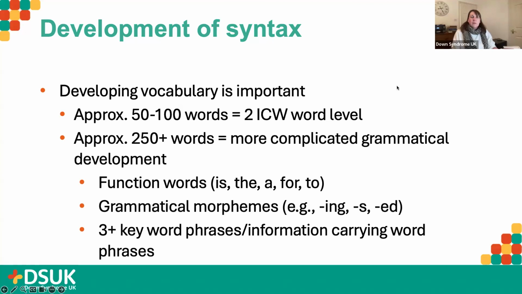So there's a real link between vocabulary and syntax, putting words together. Once the child has 50 to 100 words that they understand, so if you think about your list of words that you've got ticked off, if you've got your family on there, some animals, some transport words, your clothes words, some everyday routines, it doesn't take long to get to 50. It might feel like a lot, but actually you can get there quite quickly.